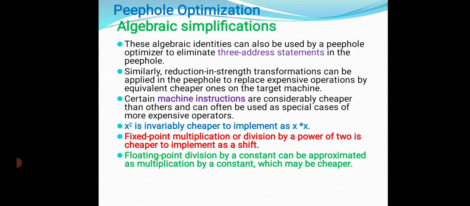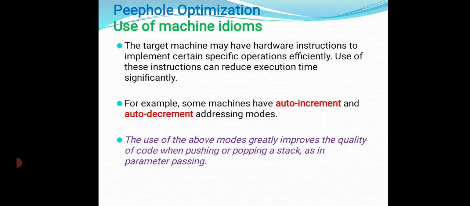In the second example, if we want to perform fixed point multiplication or fixed point division, rather than doing multiplication and division, we can use the shift operation, left shift or right shift, and that will be comparatively more efficient than division and multiplication in the binary number system. In case of floating point division by a constant, rather than doing floating point division, we can approximate it by multiplication by a constant, and that will be comparatively cheaper. So these algebraic simplifications can be applied.